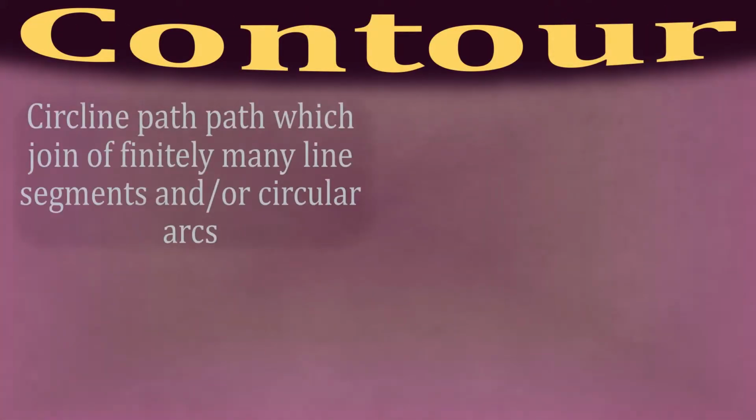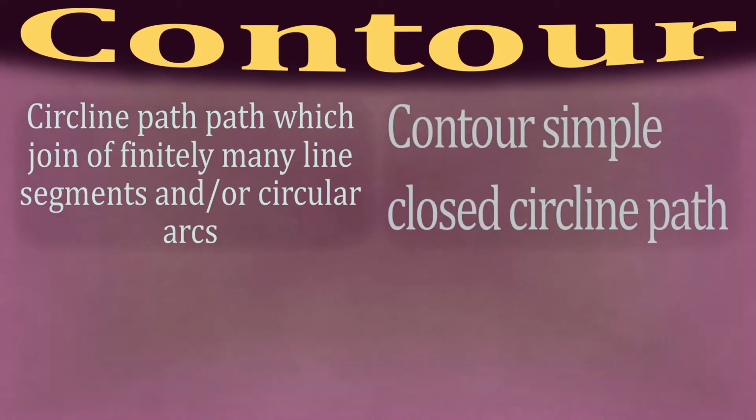Now, let's move on to define a contour. A circline path is a path which is the join of finitely many line segments and/or circular arcs. A contour is a simple closed circline path.